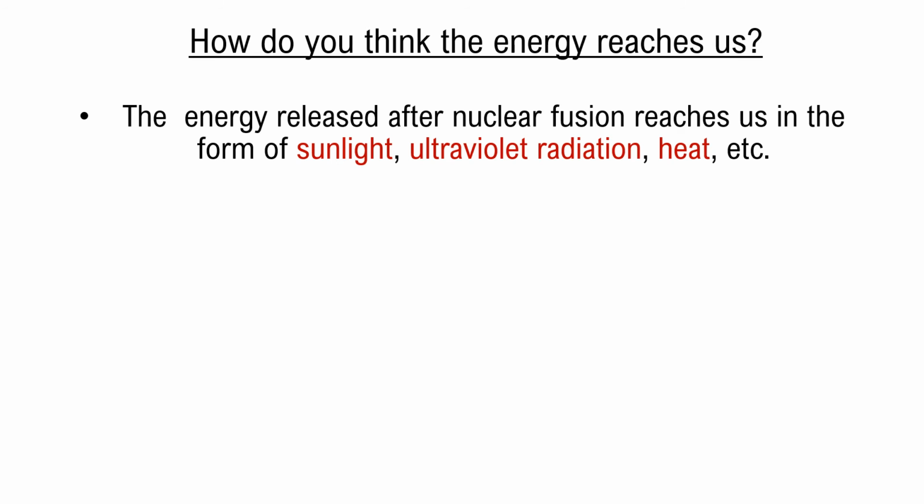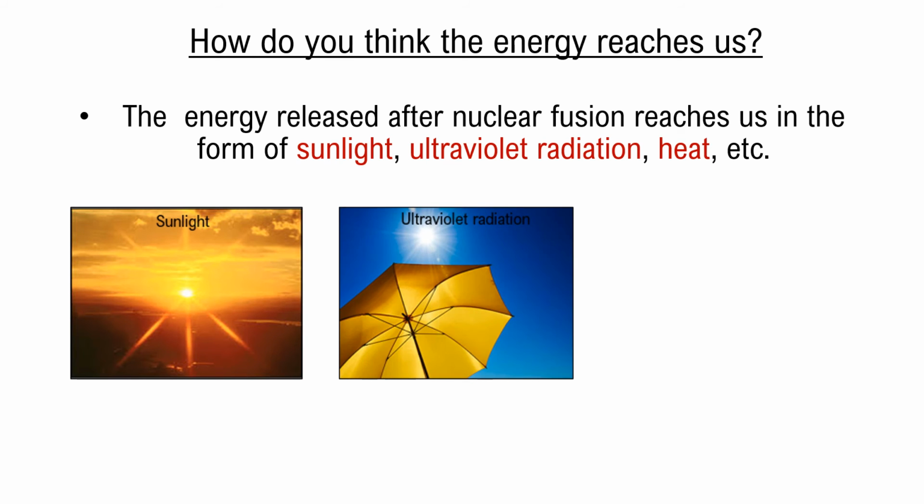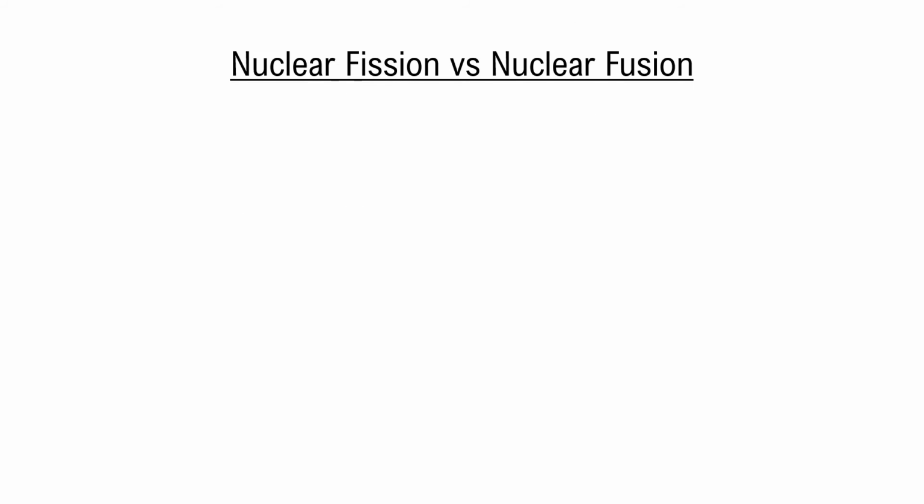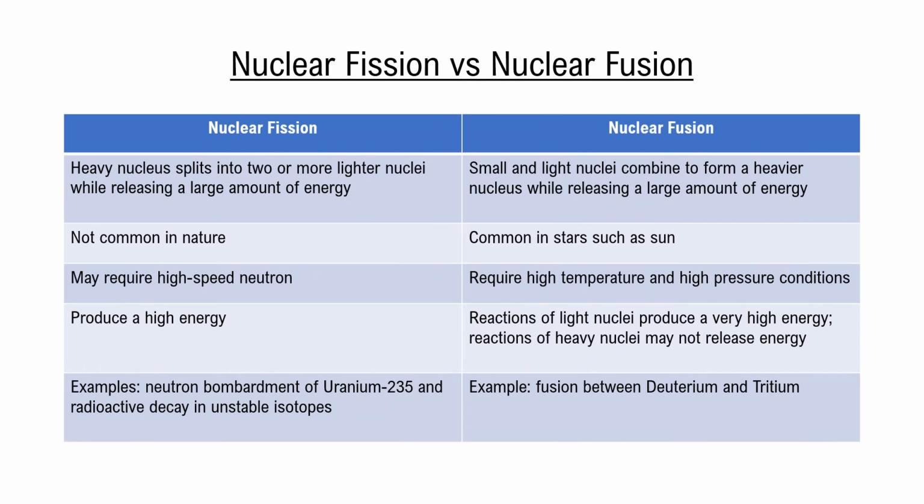Then, how do you think this energy reaches us? The energy released after nuclear fusion reaches us in the form of sunlight, ultraviolet radiation, and heat. Now, let us take a look at nuclear fission versus nuclear fusion. This is a table of nuclear fission versus nuclear fusion.